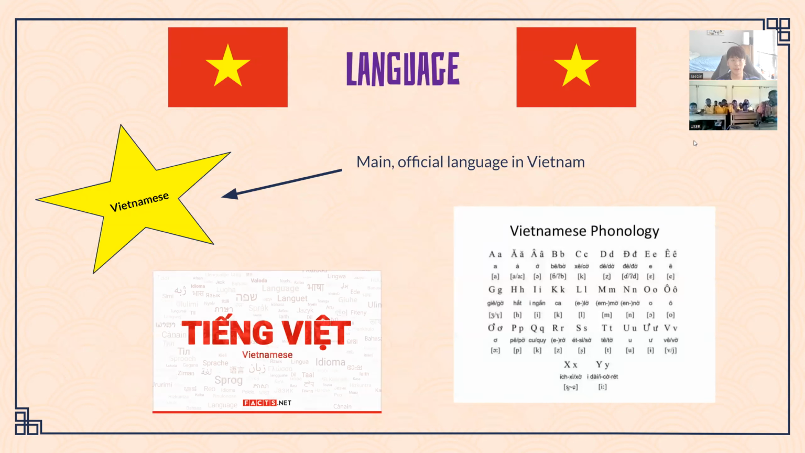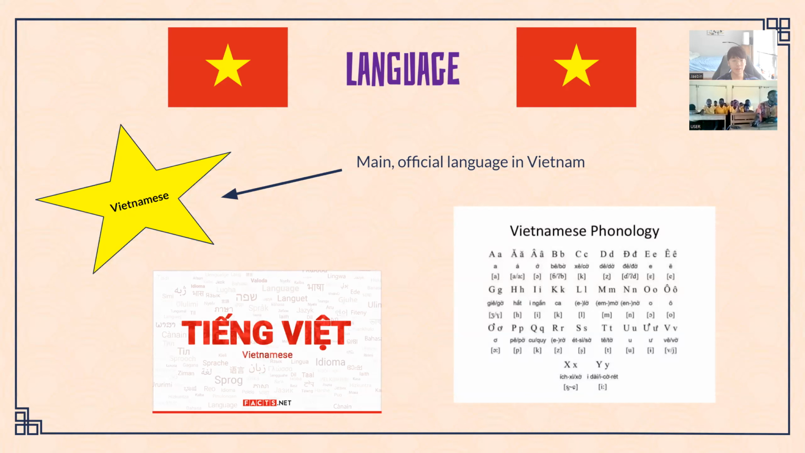Okay, let's start with the language. So Vietnamese is the main official language in Vietnam. And you could see on the right picture, that is the Vietnamese alphabet. You can tell that the Vietnamese written system is really similar to English. It's almost exactly the same alphabet, but with the addition of some accents. So it does use the English syllables, but it contains different pronunciations and some different tones.